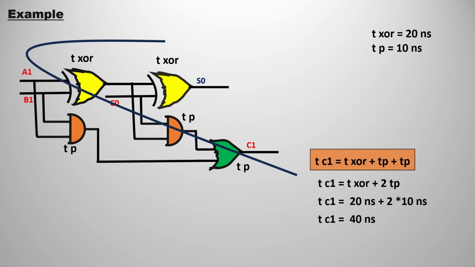So for that, in the passing way, TC1 is the XOR delay plus the AND gate TP plus the OR gate TP. So this gives T XOR plus 2TP. This is the important formula, you have to remember this. And we can put in the values and check it out, that is 40 nanoseconds, as given in that question.